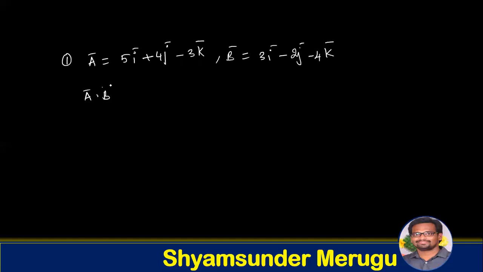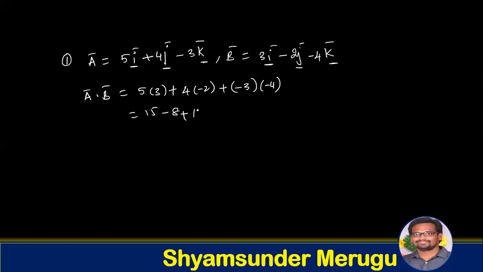So when we go for the dot product between them, the similar unit vector components have to be multiplied. So 5 into 3 plus next j components, it is 4 into minus 2, then plus k components minus 3 into minus 4. So here it is 15, then minus 8, then it is plus 12. So overall we get 19 as the answer. So when we go for the dot product between these two vectors in the MATLAB window, we have to get the answer as 19.